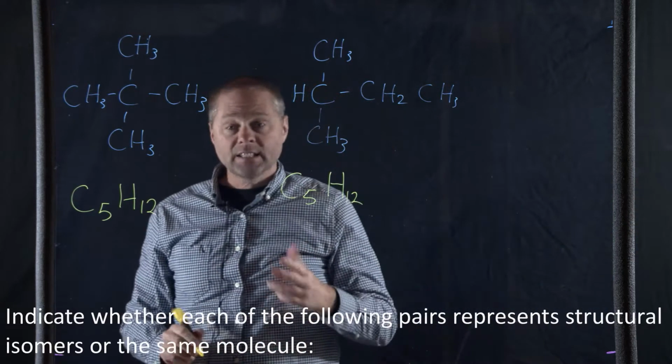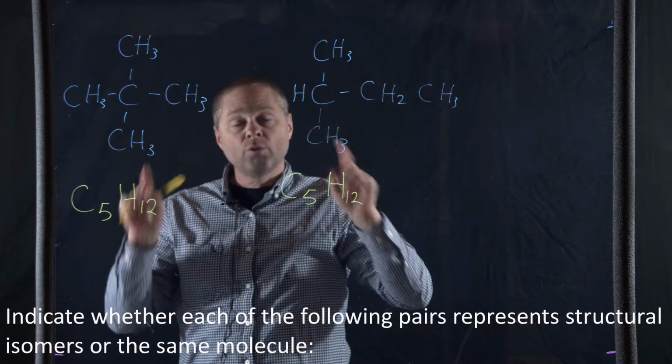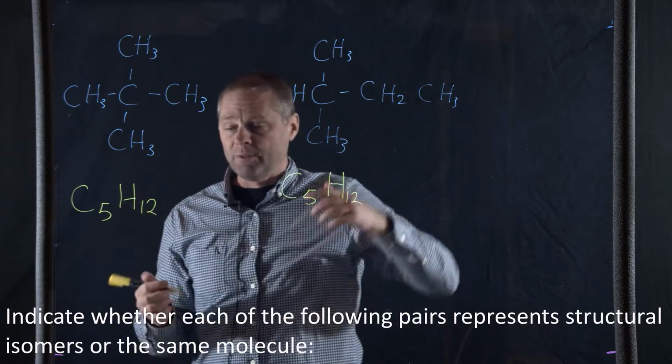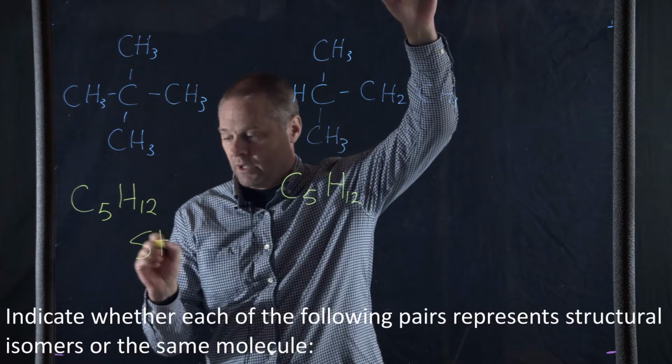So we have the exact same chemical formula, but they're just arranged ever so slightly. So their structure is different. So they are structural isomers, is what they're called.